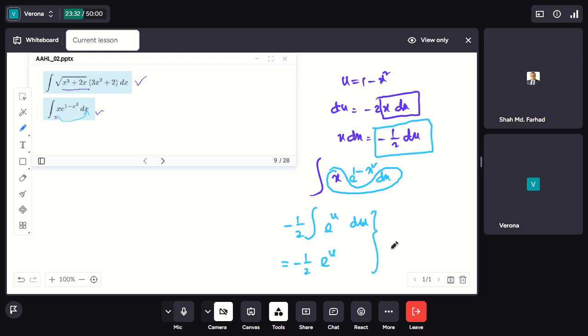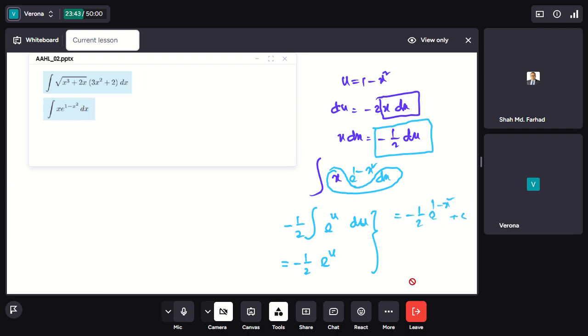So now we can substitute u, that is negative half e to the power 1 minus x square plus c, right? Okay, that's good.